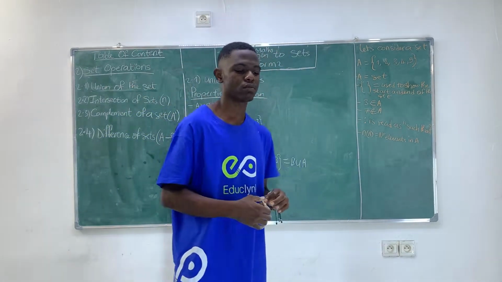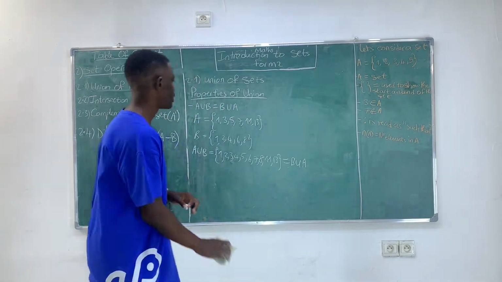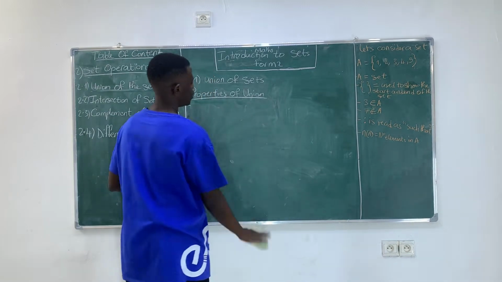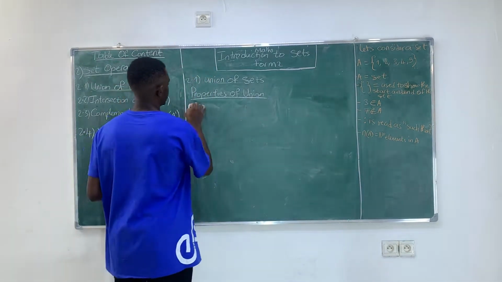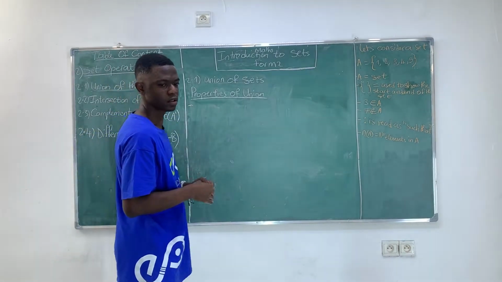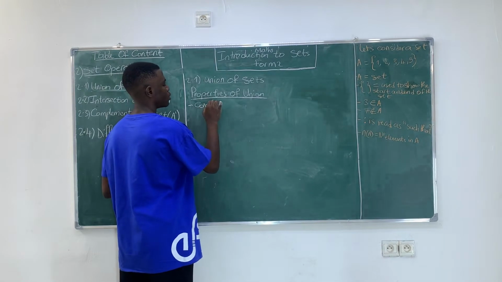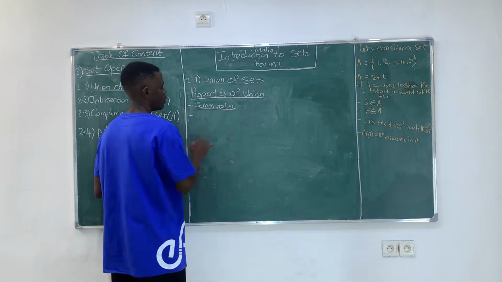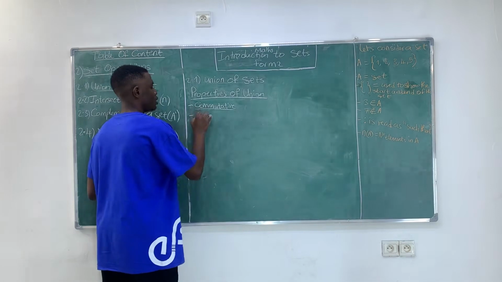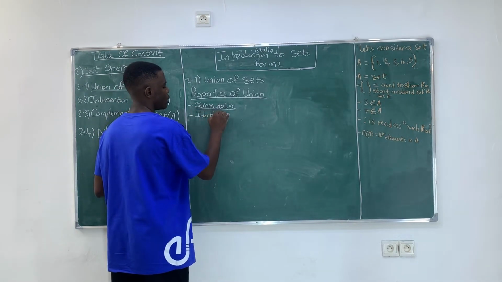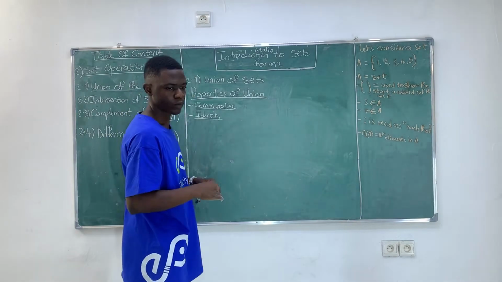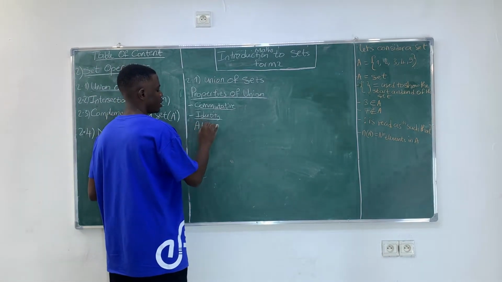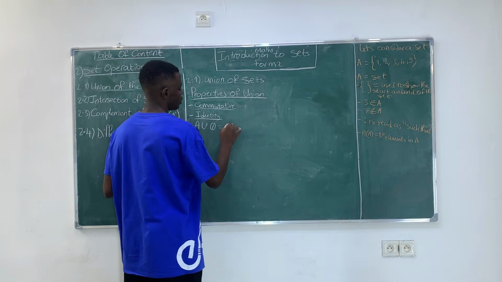You have the identity property. A union the empty set is going to give you all of A. The first property was the commutative property. This next one is the identity property: A union the empty set equals A.